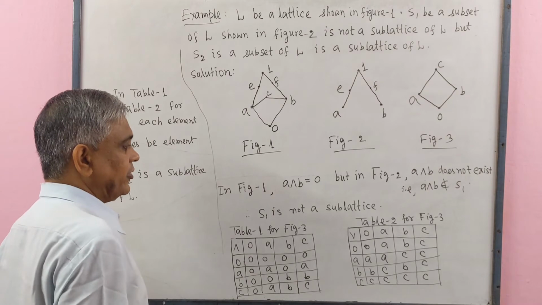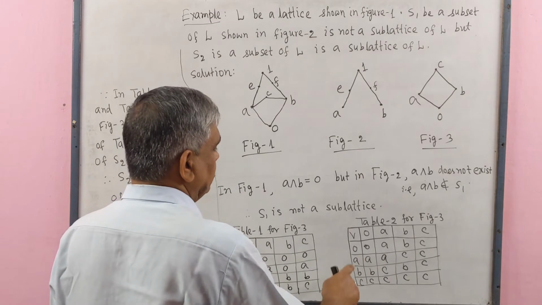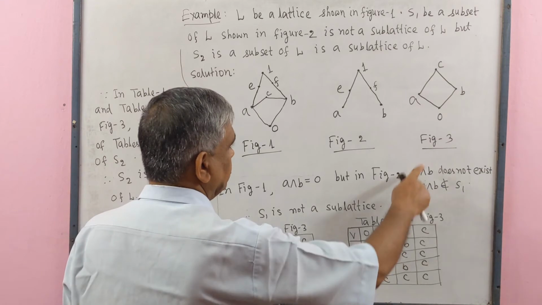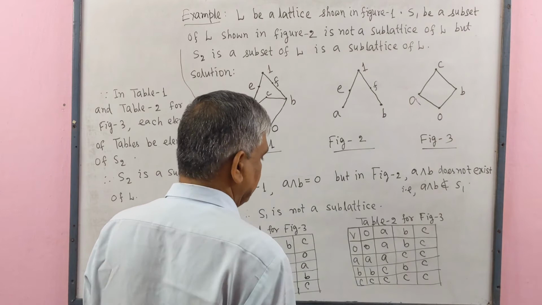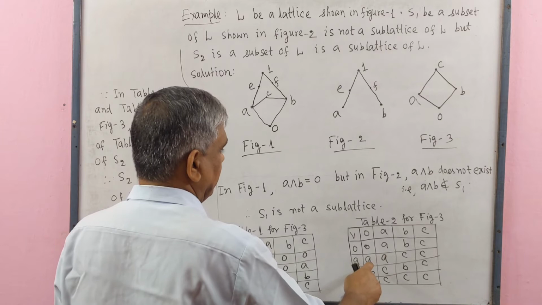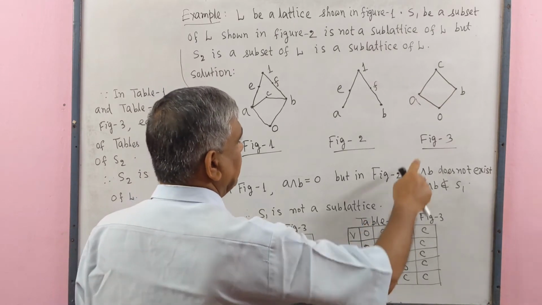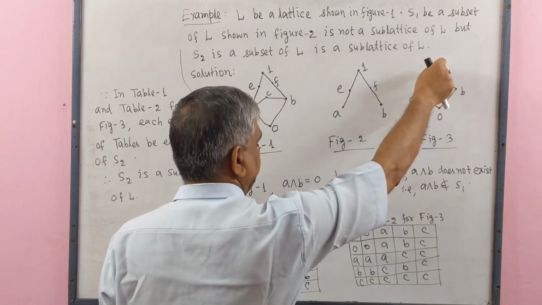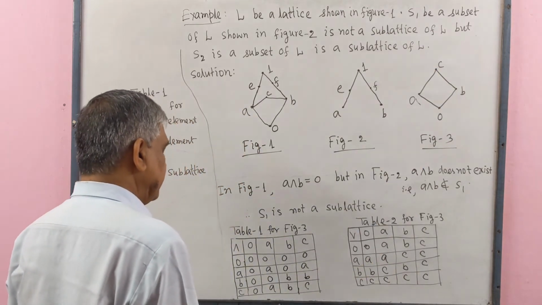Now table 2 for figure 3. Here join. 0 join any element will be that element. 0 join a is a, 0 join b is b, 0 join c is c. Now a join a is a, a join 0 is a, a join b, here supremum, is c. And similarly the other elements.